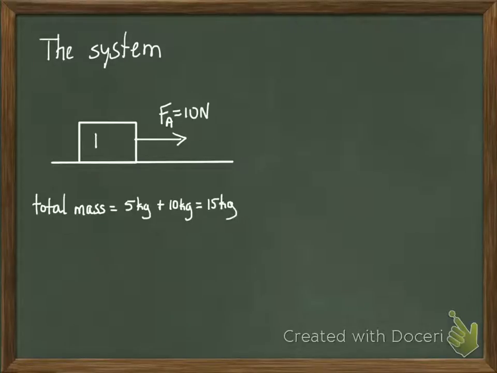And then we will just add that here on our picture. So first of all, for the system, I have to treat everything together as one gigantic mass, which means I have to find the total mass, which we have now done. The next step is a free body diagram of the system.